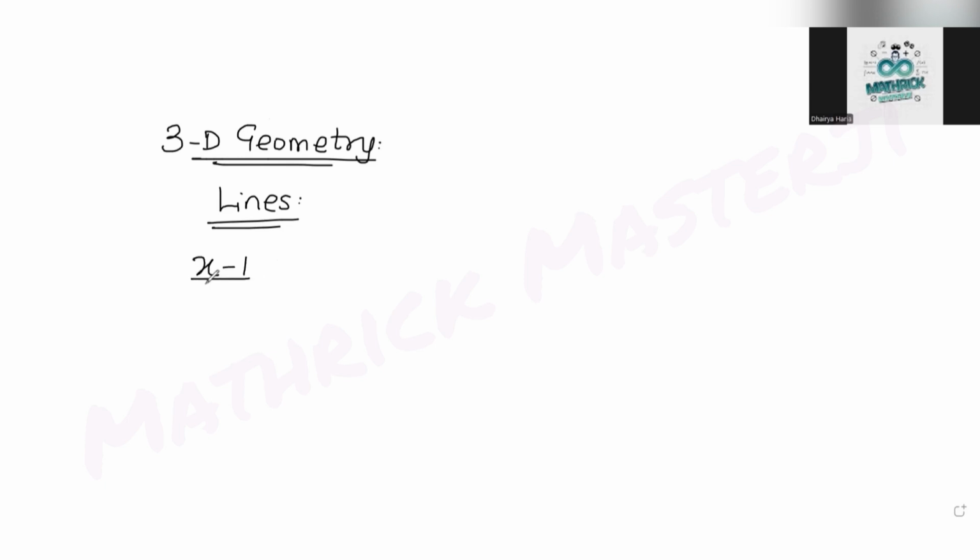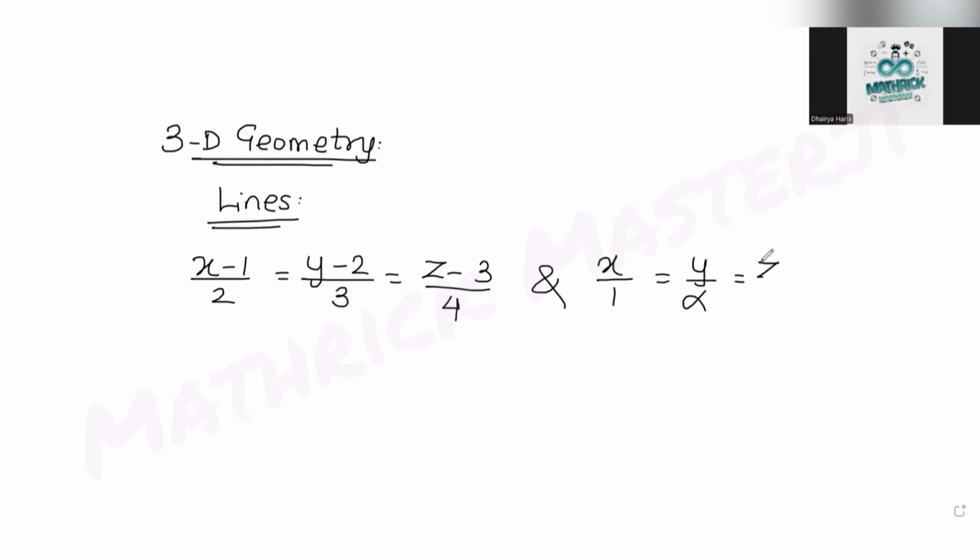Let's see today's question. Today's question we are taking up from the topic of 3D geometry, from the concept of lines. It says: the two lines given to us are (x minus 1) over 2 equals (y minus 2) over 3 equals (z minus 3) over 4, and the other line is x over 1 equals y over alpha equals (z minus 5) over 1. The shortest distance between the two lines is given as 5 over root 6.